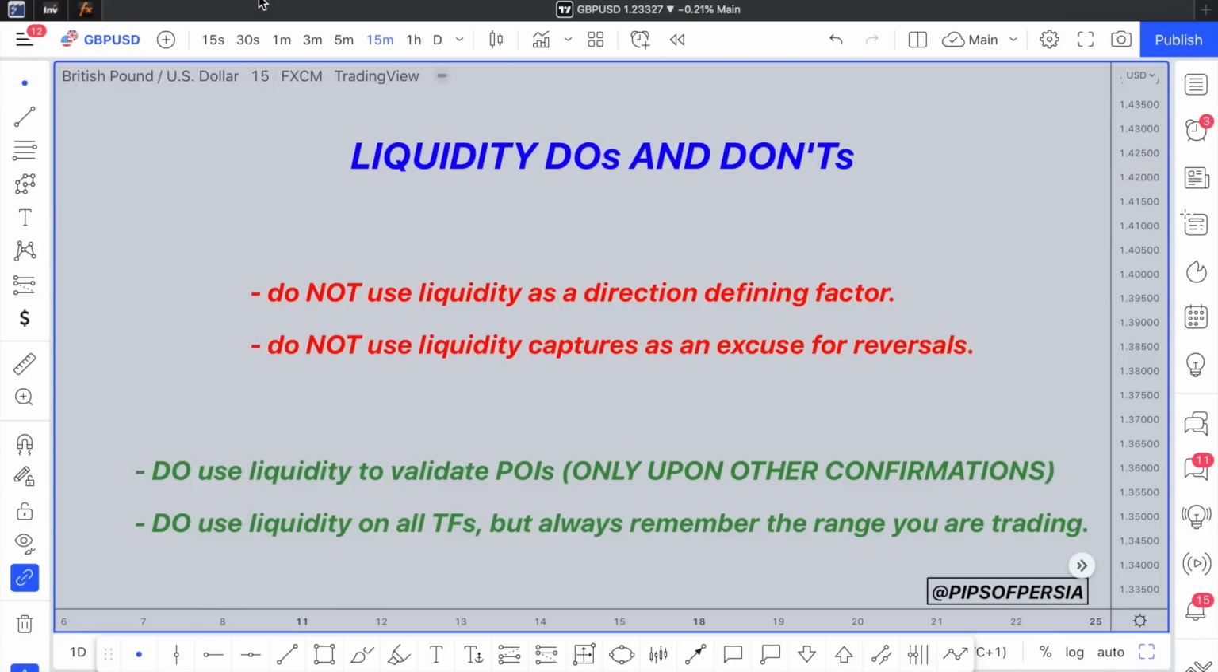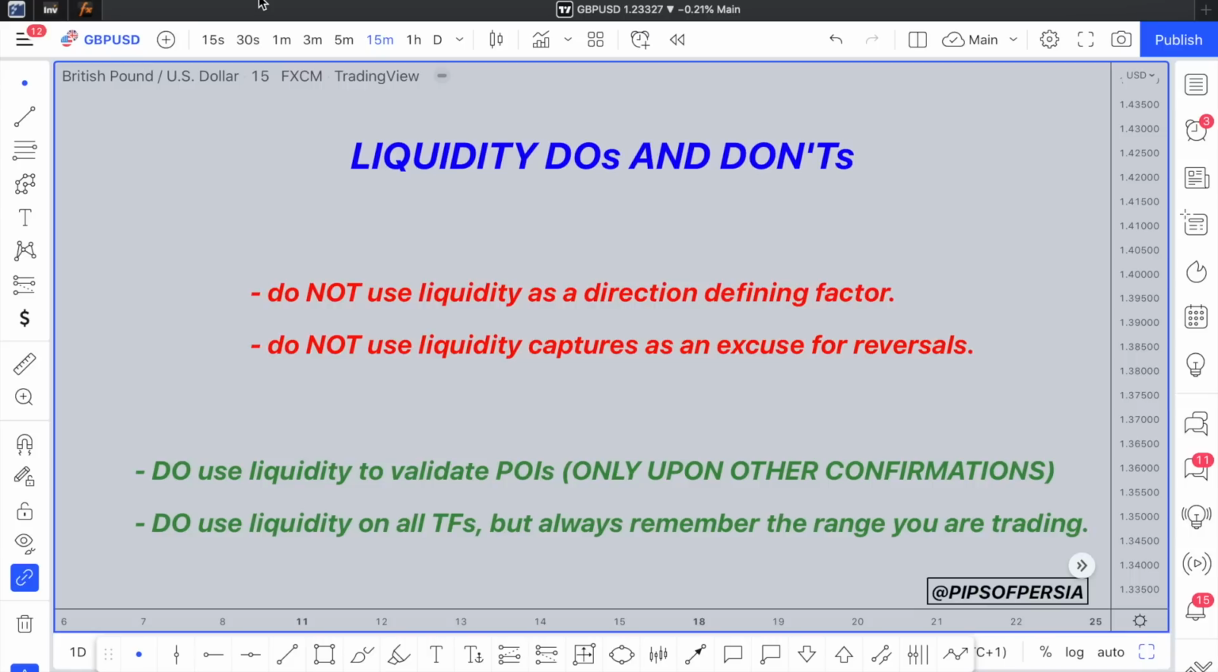All in all, never use liquidity as a direction defining factor. Majority of the times your direction should be decided in your mind, and then you will use liquidity to have better entries, to have more idea of when to get out or when to get in, etc.